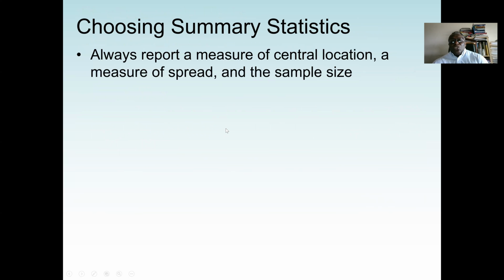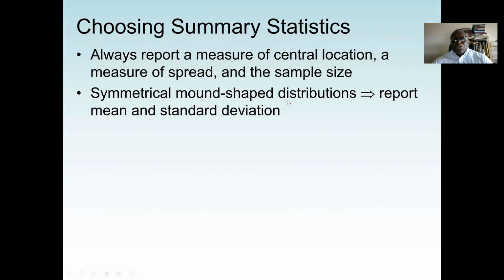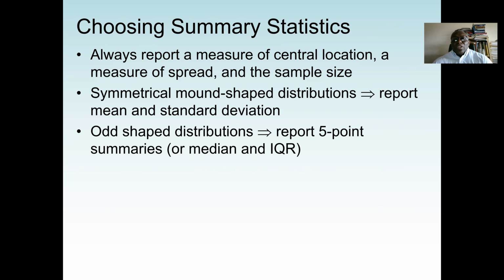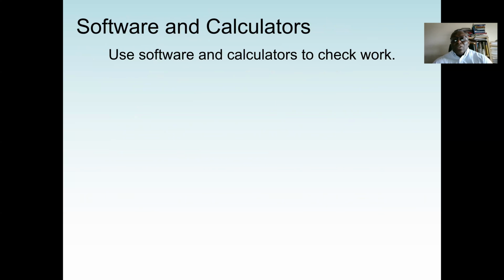So here, why do we choose summary statistics? We always report a measure of central location, which is the central tendency from our previous slides: mean, median, mode. And also it can measure the spread of the data and also the sample size. For a symmetrical, mound-shaped distribution, we may report the mean and standard deviation. Then for a skewed distribution, we report the 5-point summary or median and IQR. We can also use software and calculators to check.